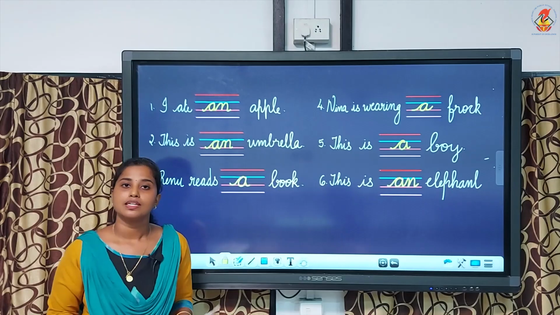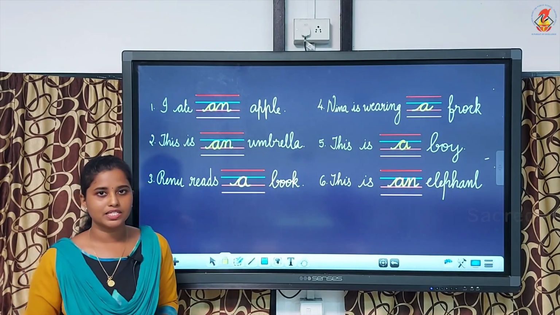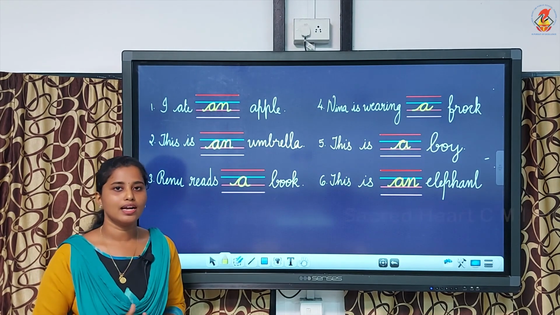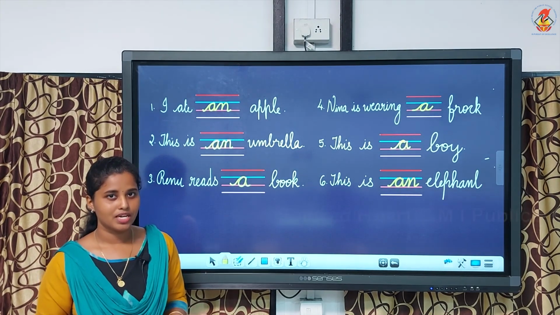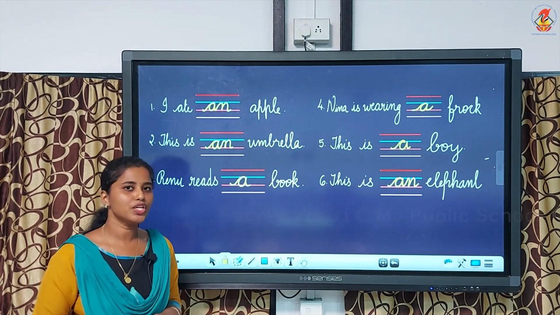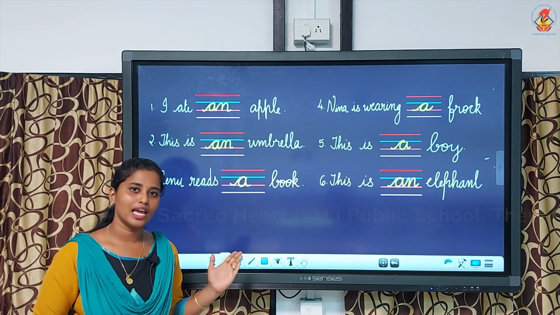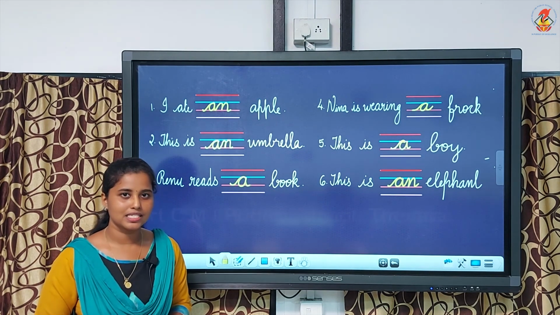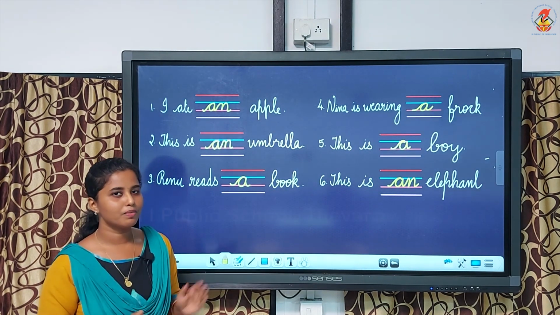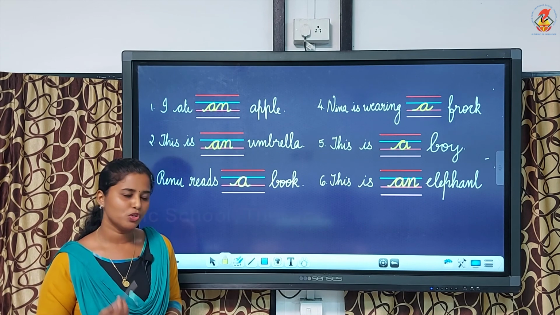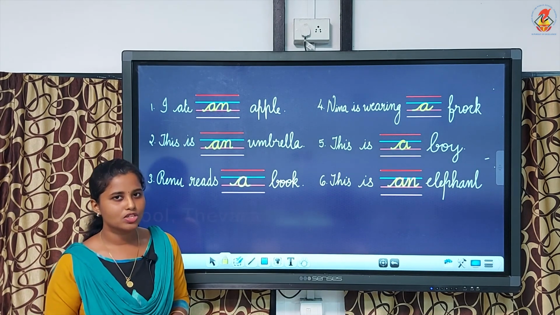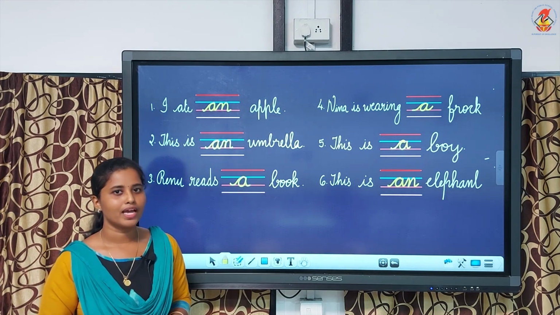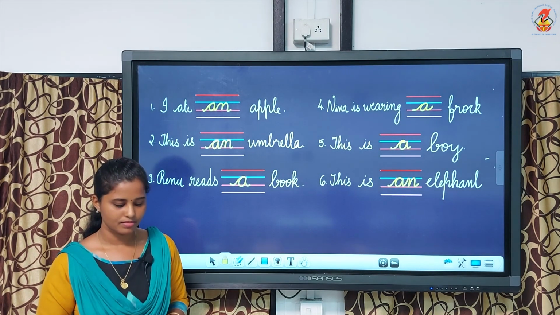So, we have completed our activities of page 20, and I hope you all understood the chapter on articles and how to use the articles a and an. Okay children, keep on practicing, and I want everybody to do a few more activities with the help of your parents, and keep practicing. Thank you, children.